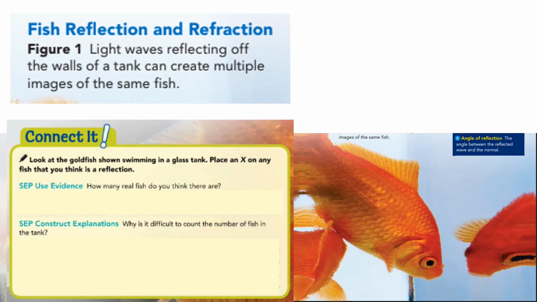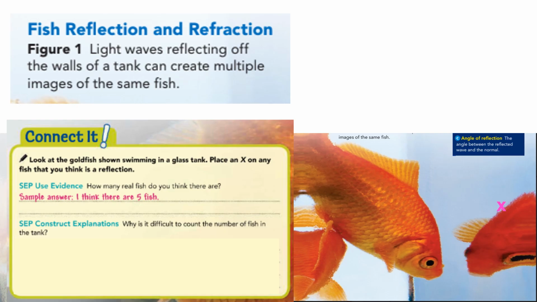So we'll start off by placing the X, and this X is here where we believe this is the reflection. How many real fish do you think there are? I think there are 5 fish, as an example. 5 fish does not have to be your answer. 5 fish is an acceptable answer. Your answer could vary depending on what you think.